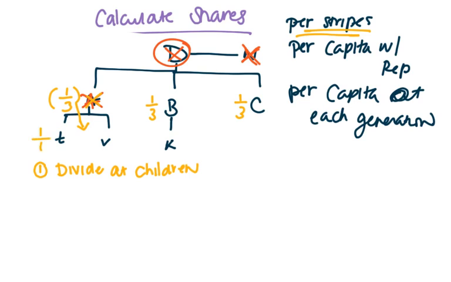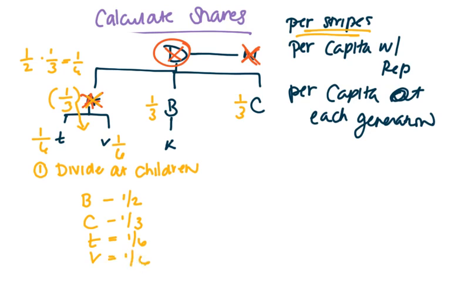So T gets half, right? Because half of a third is a sixth. And V gets half. That would be a sixth. So if we applied per stirpes, B would get 1/3, C would get 1/3, T would get 1/6, and V would get 1/6. Now note, K doesn't get anything. K doesn't get anything because K's parent, B, is still alive.